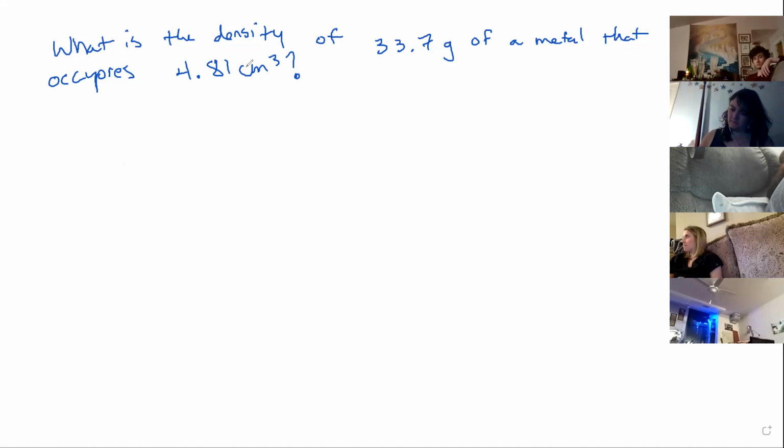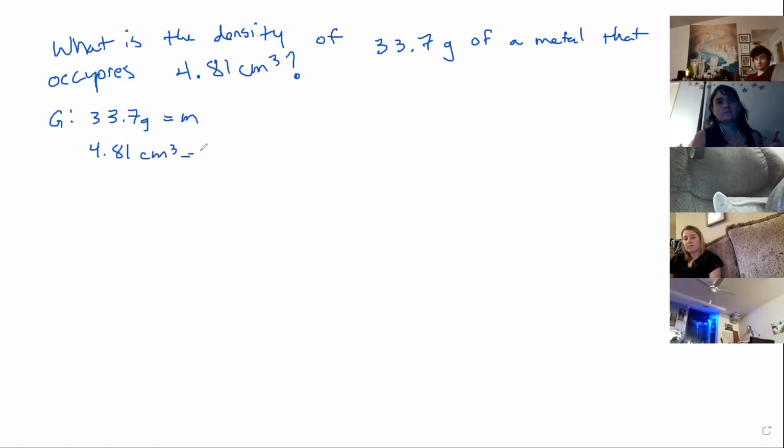Okay, so what is the density of these two things that are properties of this mysterious metal? So we're given 33.7 grams. Gram is a mass value, so that's my M. 4.81 centimeters cubed. Doesn't explicitly say it's a volume, but that's talking about volume. Okay, a cubed length times width times height. So what are we trying to find? We're trying to find density. Density will equal mass over volume. So now we can just stick it in.